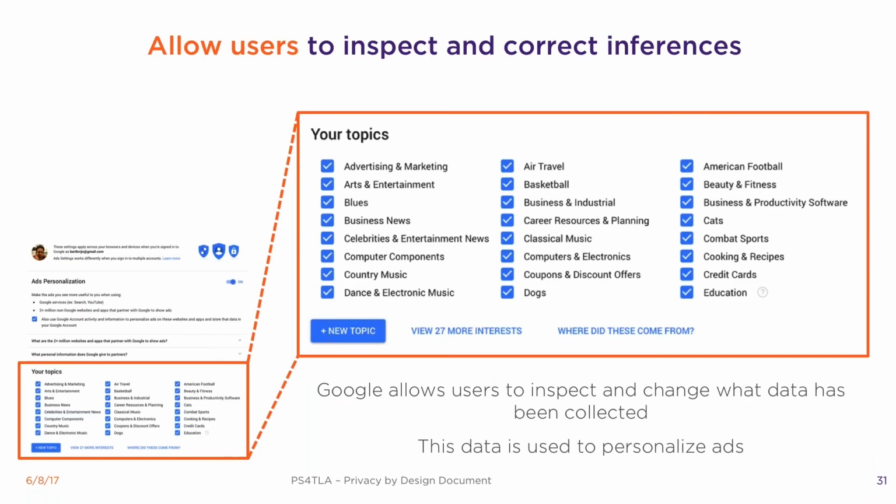Now, the best way to avoid unwanted inferences is to allow the user to inspect and correct them. So Google, for example, allows users to see what topics they have inferred about them from their search and Gmail history. And these topics are then being used for targeted advertisement. So you can actually go into Google and see these topics and turn them off or on, and you can turn ad personalization on or off altogether. But this kind of scrutability, as it's called, is very useful.